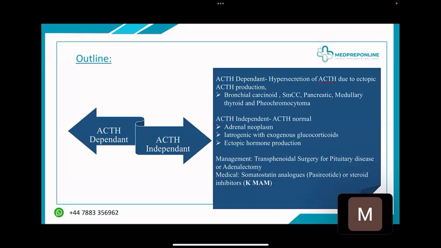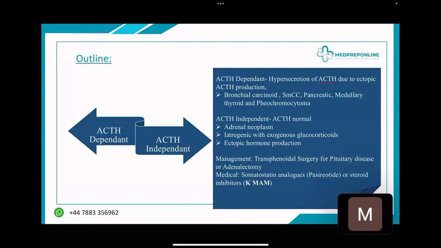Now, what's the treatment? Treatment or management of Cushing syndrome is basically dependent on the cause. So if it is a pituitary disease, if it is a pituitary microadenoma or macroadenoma, which is amenable to surgery, then transsphenoidal surgery is the surgery of choice. If it is an adrenal adenoma, then adrenalectomy is the treatment of choice. For medical treatment, you have somatostatin analogs, which is pasireotide, and there are some drugs, steroid inhibitors.